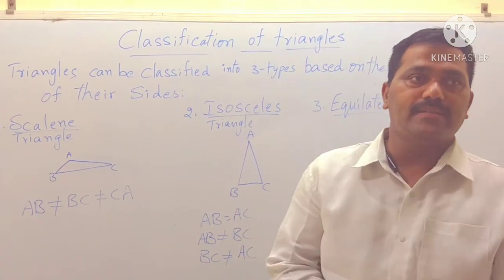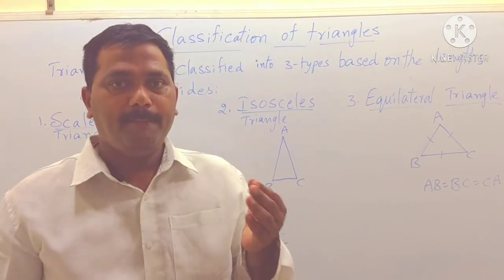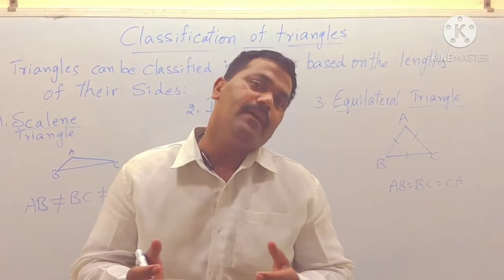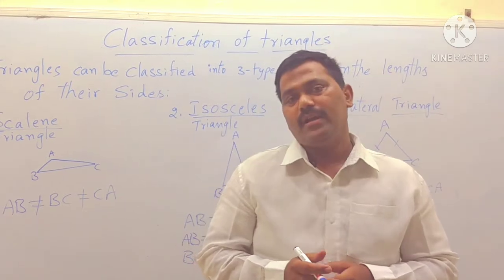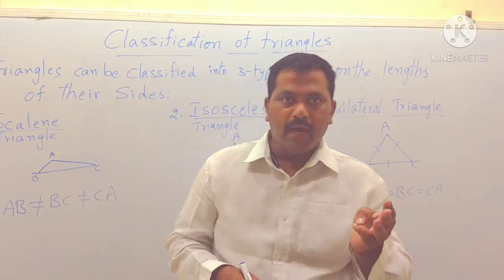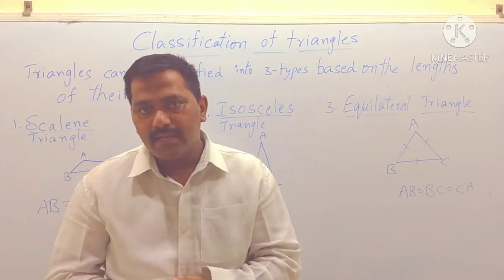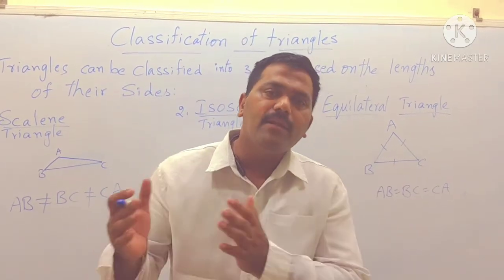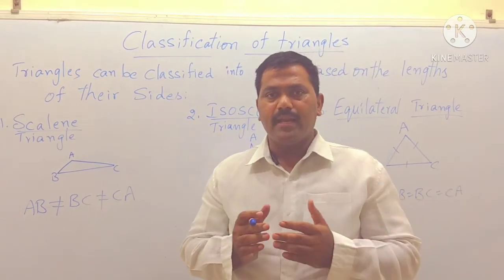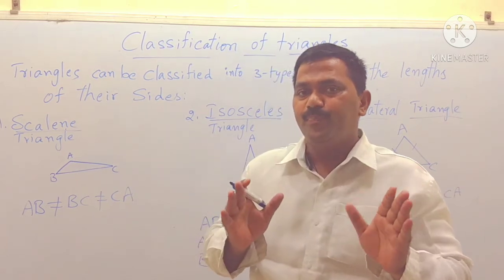Classification of triangles. Triangles can be classified into three types based on the lengths of the sides. First one, scalene triangle. Second one, isosceles triangle. Third one, equilateral triangle. What is meant by a scalene triangle? In a scalene triangle, the lengths of all the three sides are different.